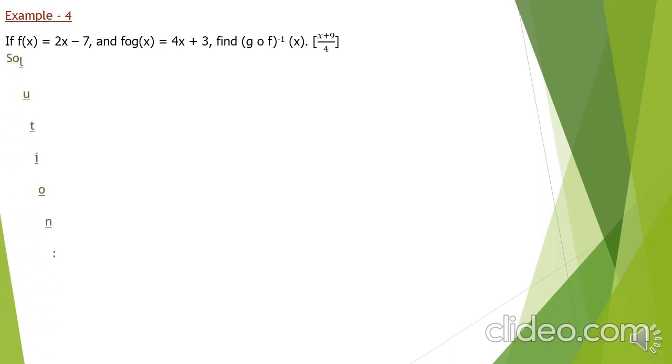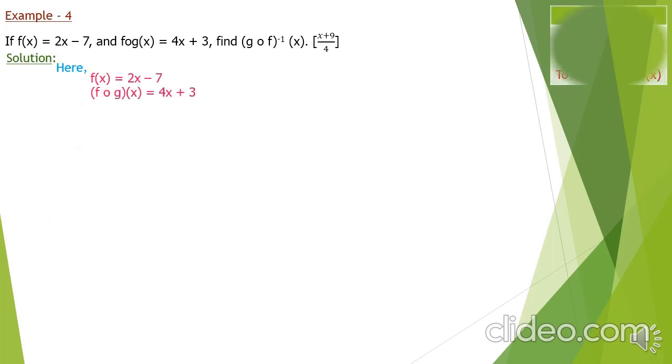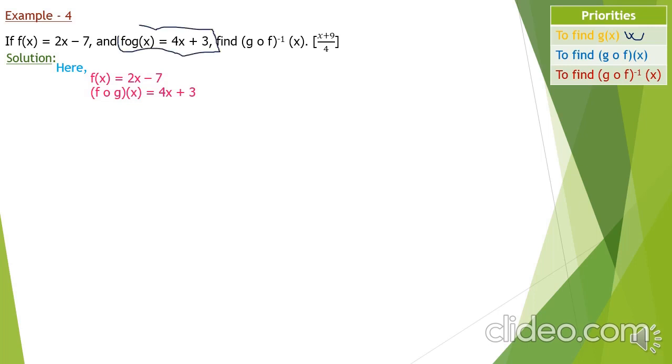Let's see our given part, and our priority is to find g(x). We don't have g(x), so the first priority is to find g(x). We have to find g(x), then we have to do the composition of g and f. We don't have g(x), we have this part, and we'll apply this part and find g(x). G takes the input first, so it will be easy to find g(x). We suppose g(x) as a.